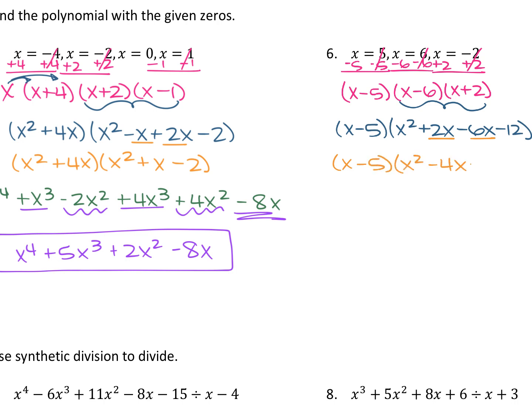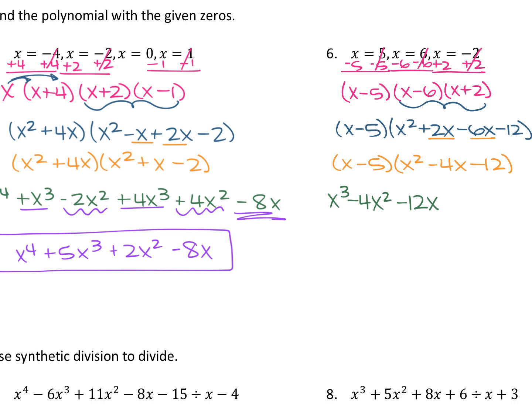From here, we're going to start by distributing the x in from the x minus 5, then distribute the negative 5 in from that binomial, and then combine like terms. So x times x squared is x cubed. X times negative 4x is negative 4x squared. X times negative 12 is negative 12x.